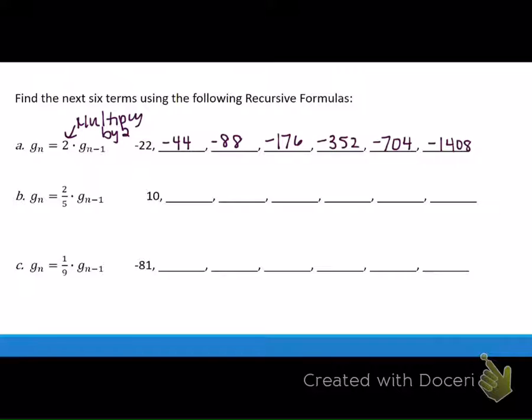Okay, then let's do B and then we'll skip C. So B says we have to multiply each term by 2/5. Okay, Mike. Do 10 times 2 fifths. Okay? Kaylee, what's the next one after that? So I can just do 1 and 3/5. Let's write it as an improper fraction.